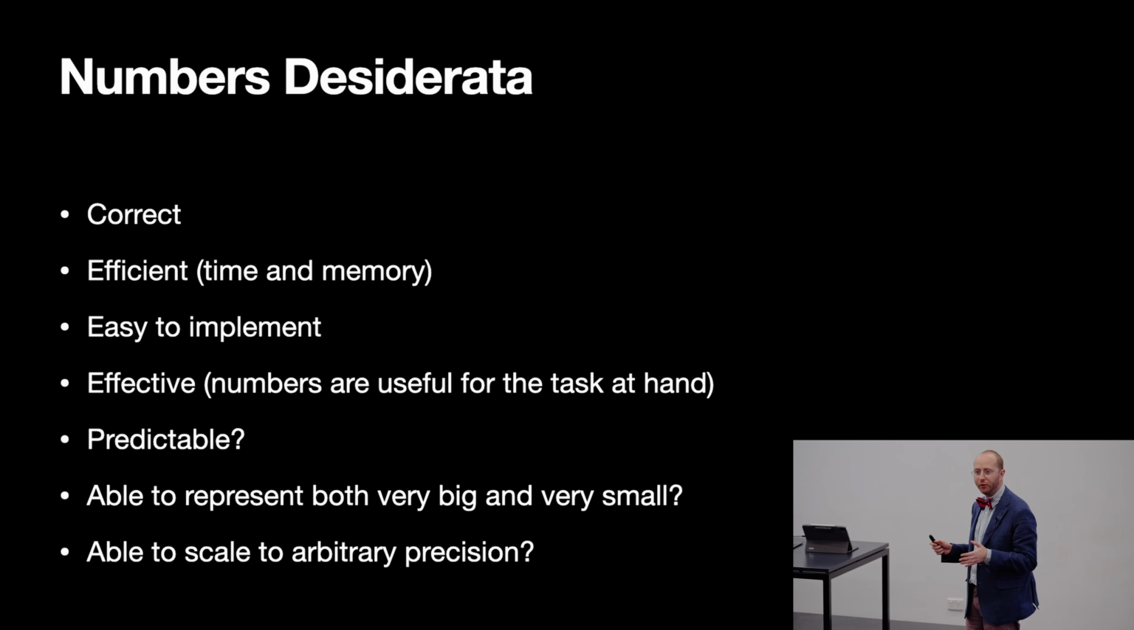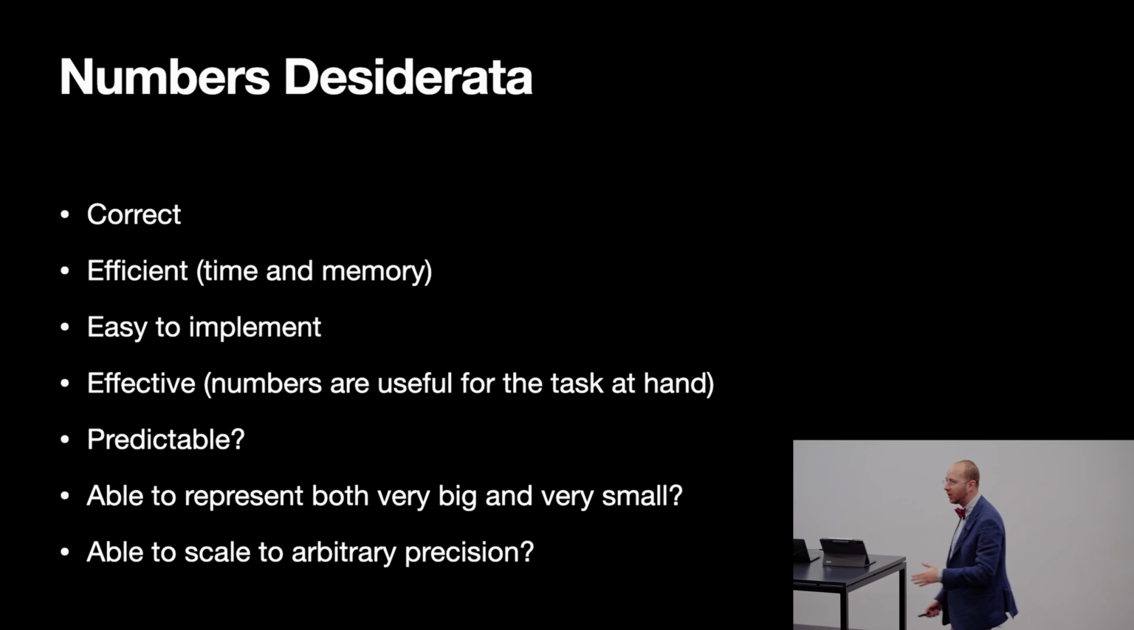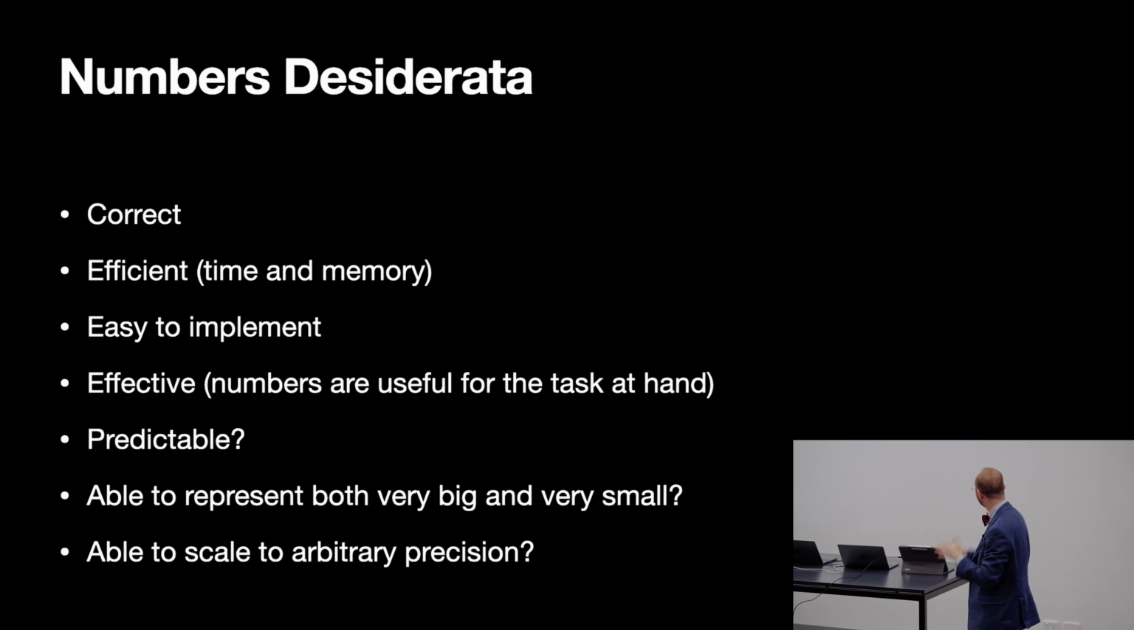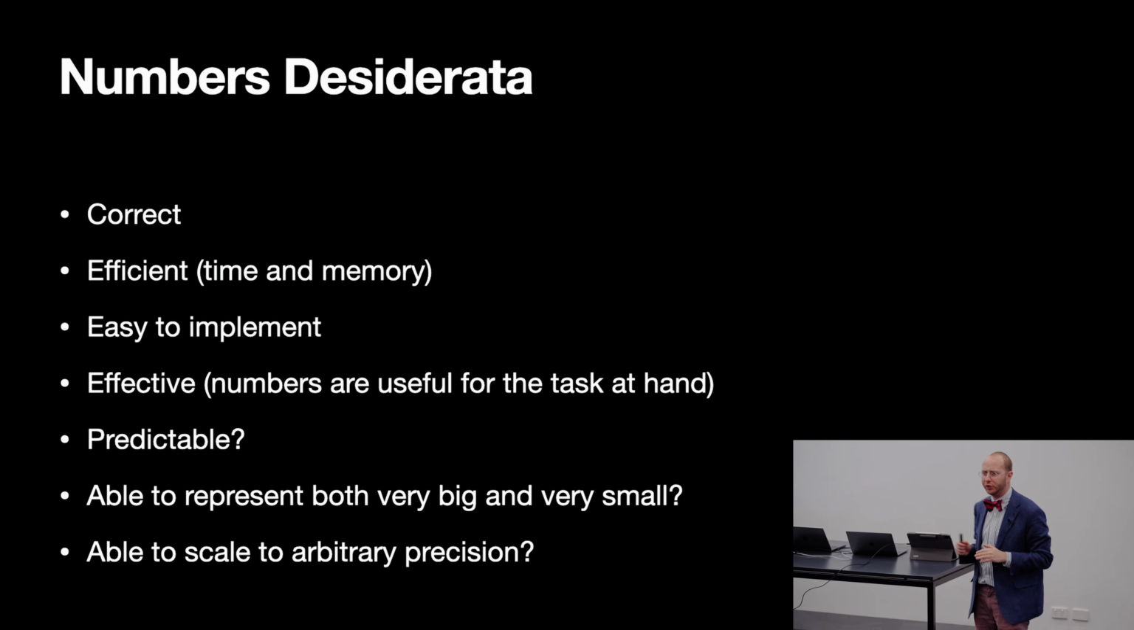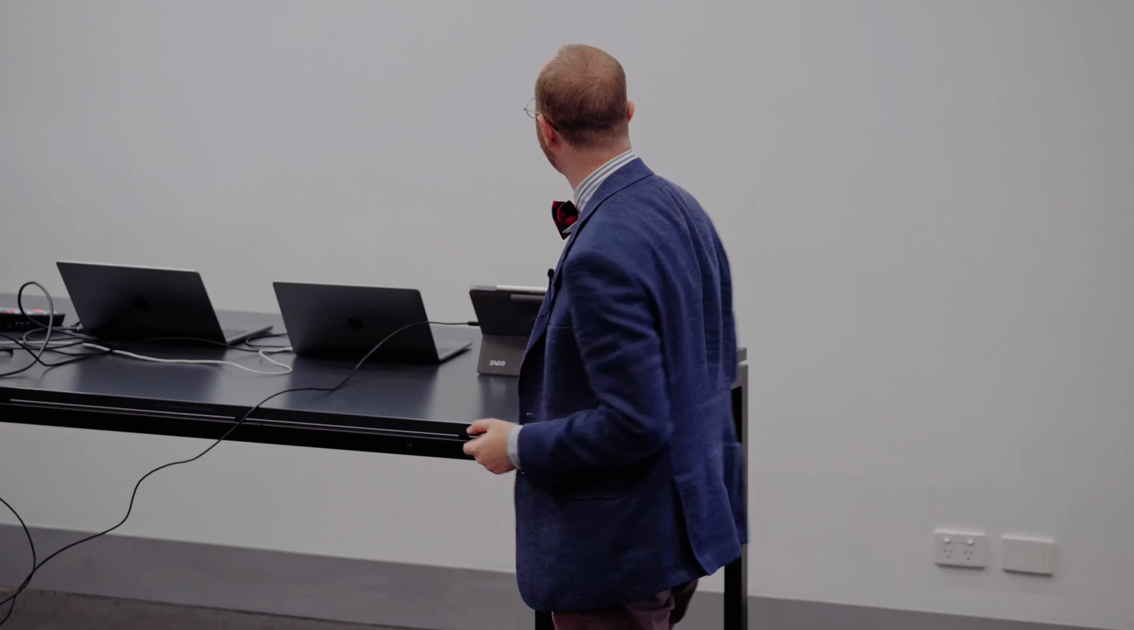Effective so that they're useful for the task at hand, and in our case, we've got some numbers close to 1 and some numbers close to 0, so we need to be effective for this task. And then we've got some other maybe question marks here. So we'd like it to be predictable so that we know even if we're losing some accuracy, because remember, whatever number representation we have, we do have to sacrifice some accuracy. Computers are not perfect and they have limited memory.